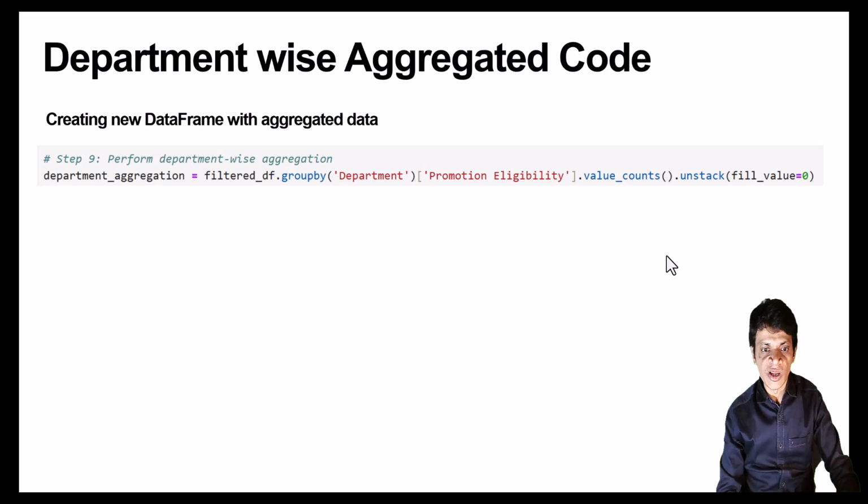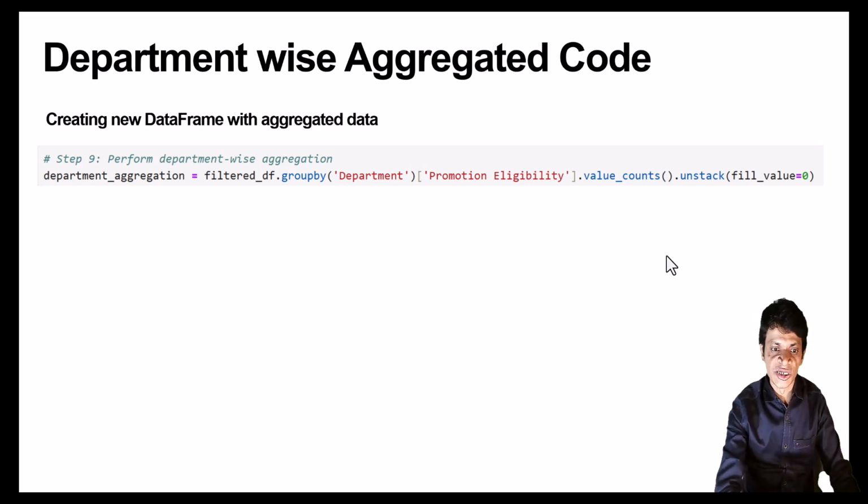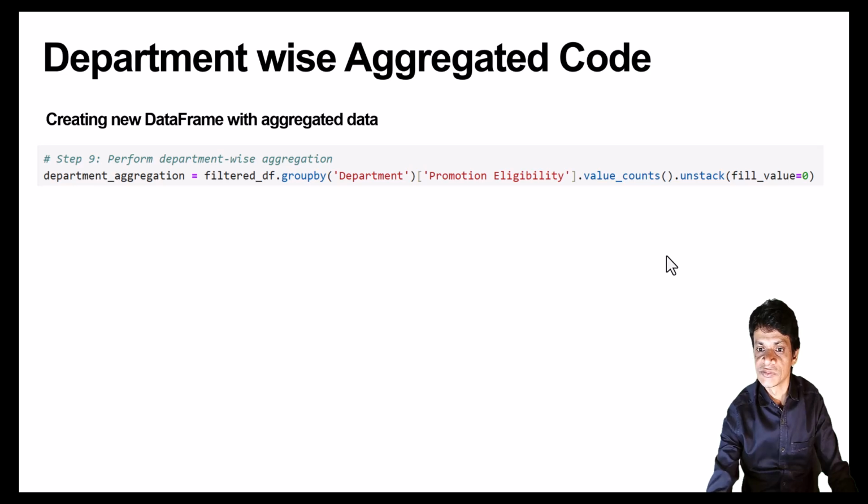So for the department wise aggregations, I created a department aggregation section, and this department aggregation is a data frame. What we are doing here, from the filter DF, we are just doing group by. Group by is a function for grouping data based on a column. So what is our column? Department. And what is that grouping option? Promotion eligibility. So it will give you eligible value and not eligible value. And if nothing is there, automatically it will fill the value with 0.